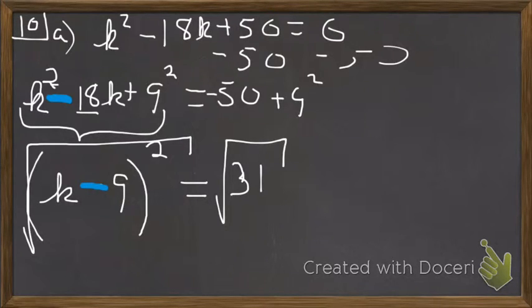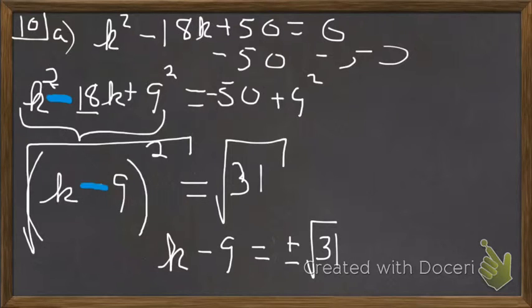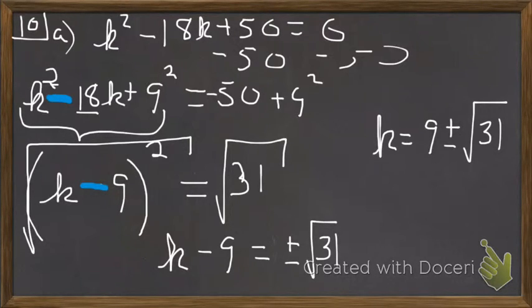It hurt. All right. So that tells me then the k minus 9 equals plus or minus the square root of 31. So k equals 9 plus or minus the square root of 31.